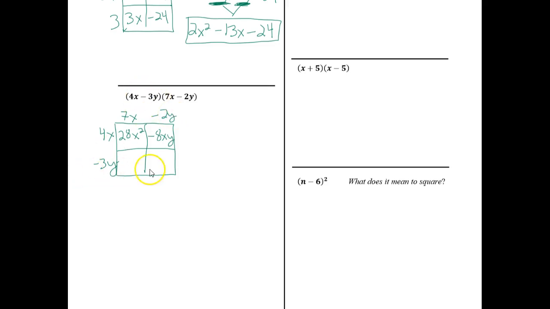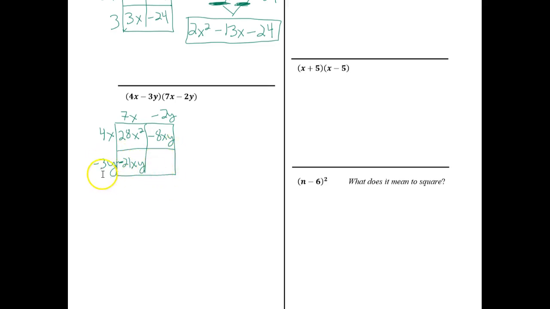Then I'm going to move down to the next row. I have a negative 3y times a positive 7x. Negative 3 times 7 is negative 21. And then alphabetically, I'm going to write x and then y. So you could write the y first and then the x because multiplication is commutative. However, I want it to look like this one and match. So in general, we're going to write them alphabetically. Constant first, or coefficient first, and then alphabetically.